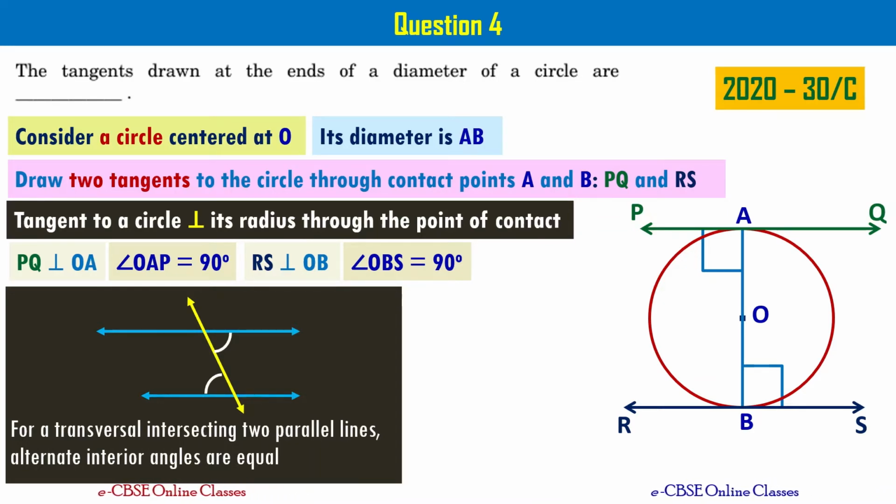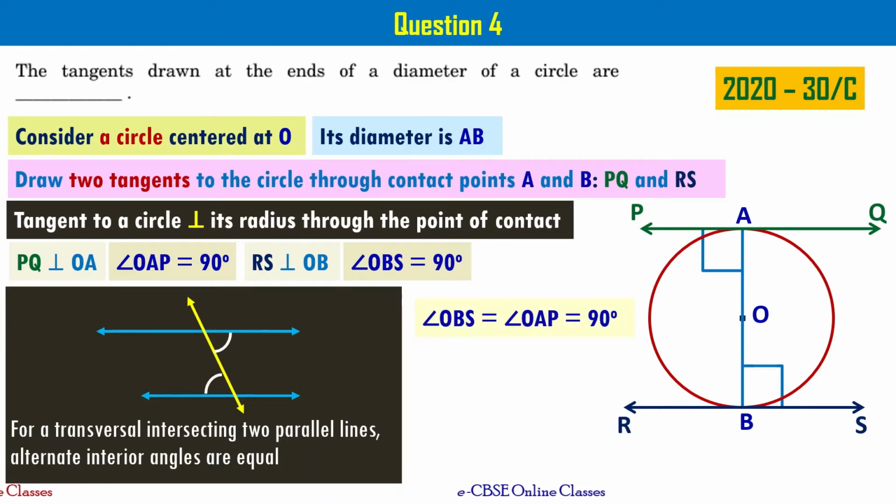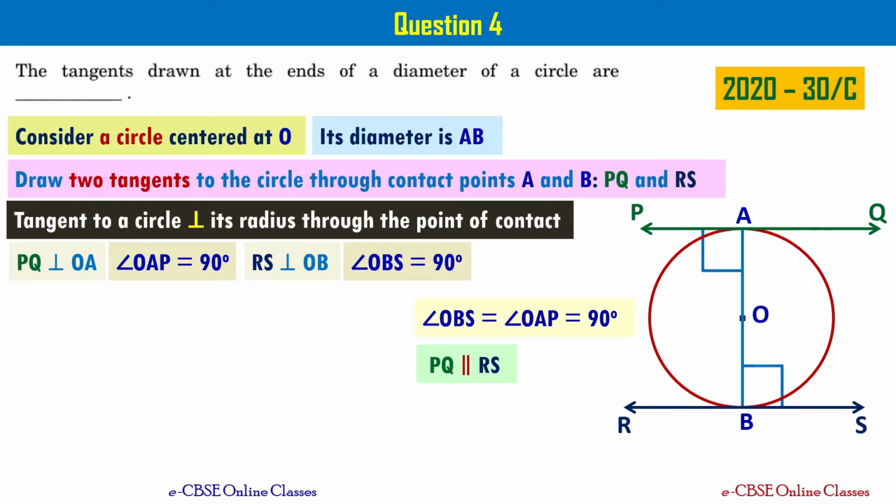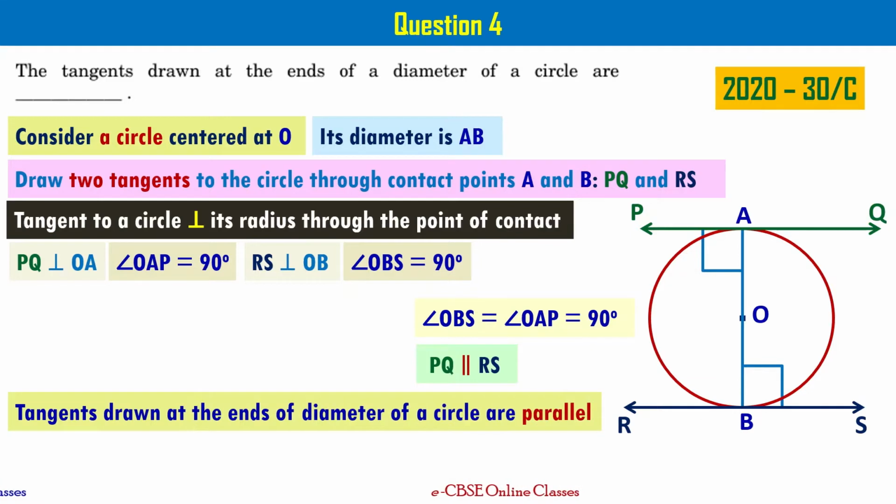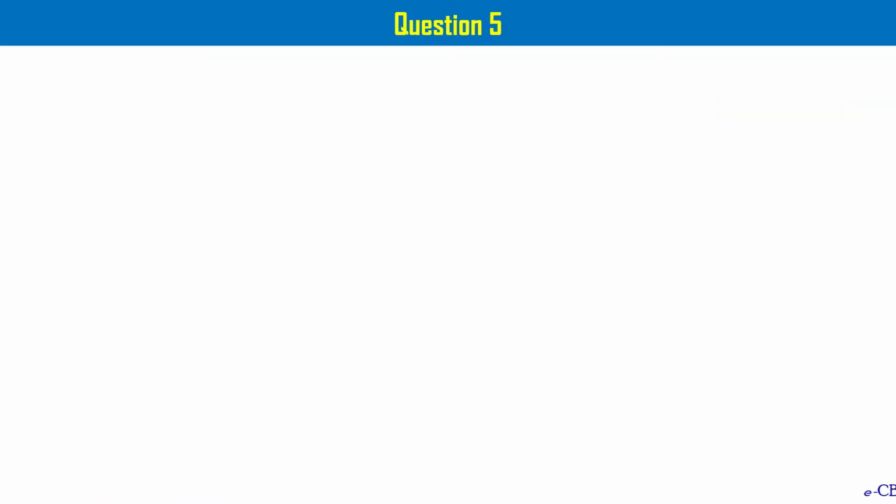In our figure, we have seen the alternate interior angles, angle OBS and angle OAP equal to 90 degrees, right? It means lines PQ and RS are parallel. So to answer the question, the tangents drawn at the ends of diameter of a circle are parallel. Please take a note of this. Let's go to the next question. That is question number 5.